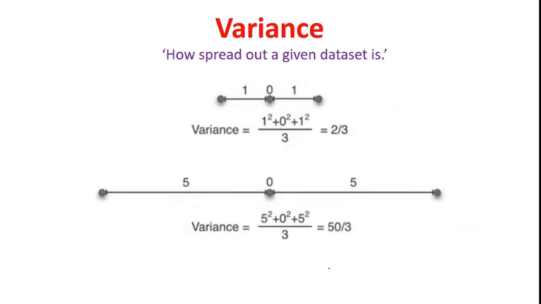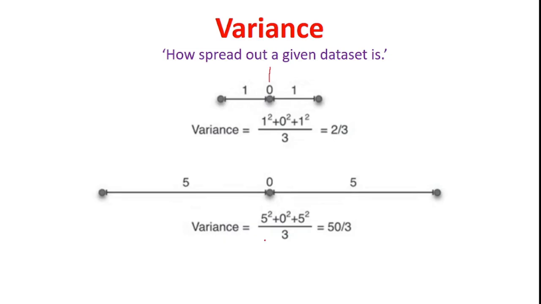Now what is meant by variance? How spread out a given data is. For example, consider this center point 0 and you have 3 points. One is at 0 comma 0, another at 1 comma 0, and another at minus 1 comma 0. What is the actual distance from the mean value, the center? It is 1 square plus 0 square plus 1 square, divided by the total number of data points, which is 3. So you will get 2 by 3.